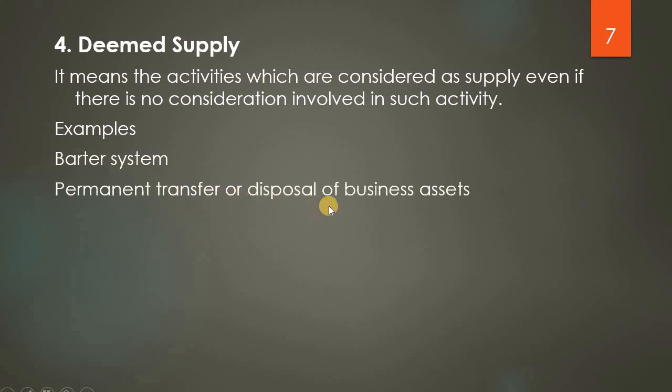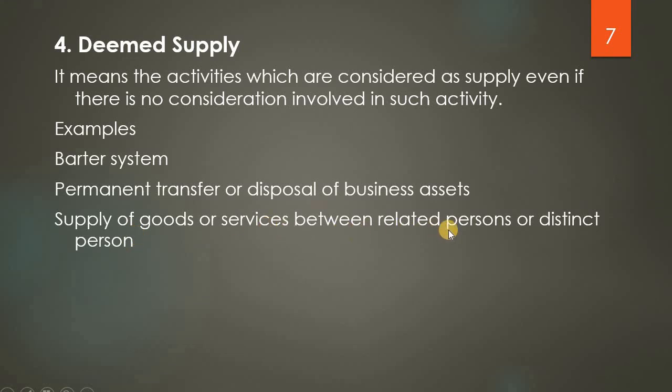Then permanent transfer or disposal of business assets. There is no intention of furtherance of business activity. You are permanently disposing of the business assets. Still, even though there is no furtherance of business, it is considered as supply. Then supply of goods or services between related persons. Even though you are doing a transaction between close relatives or distinct persons, it is also considered as supply.